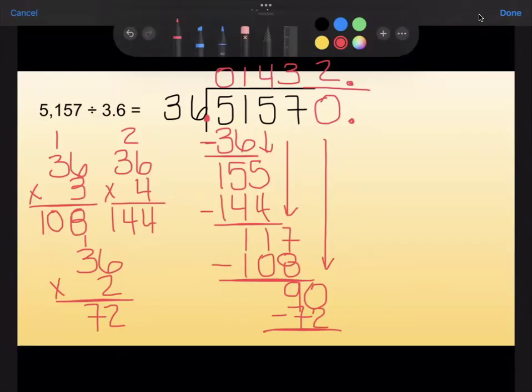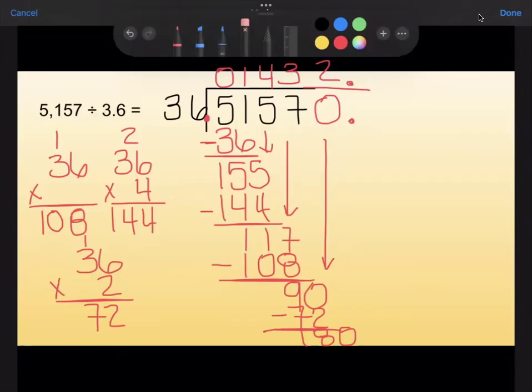Now I will have to do some regrouping to subtract that, but when I do, I should end up with 18, fitting it down there. Okay, so again, we can't get any remainder, so I'm going to have to add a 0 to the remainder and keep going. Now I need to figure out how many times 36 fits into 180.